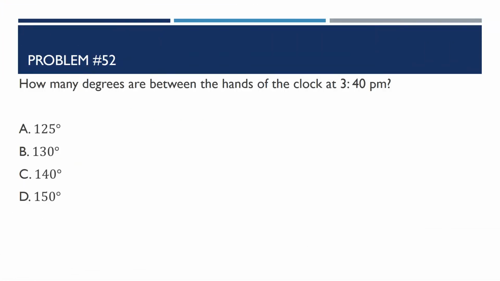Number 52. How many degrees are between the hands of the clock at 3:40 p.m.? So let us solve this. The answer for this problem is 150 degrees. So let me show you how to do it.